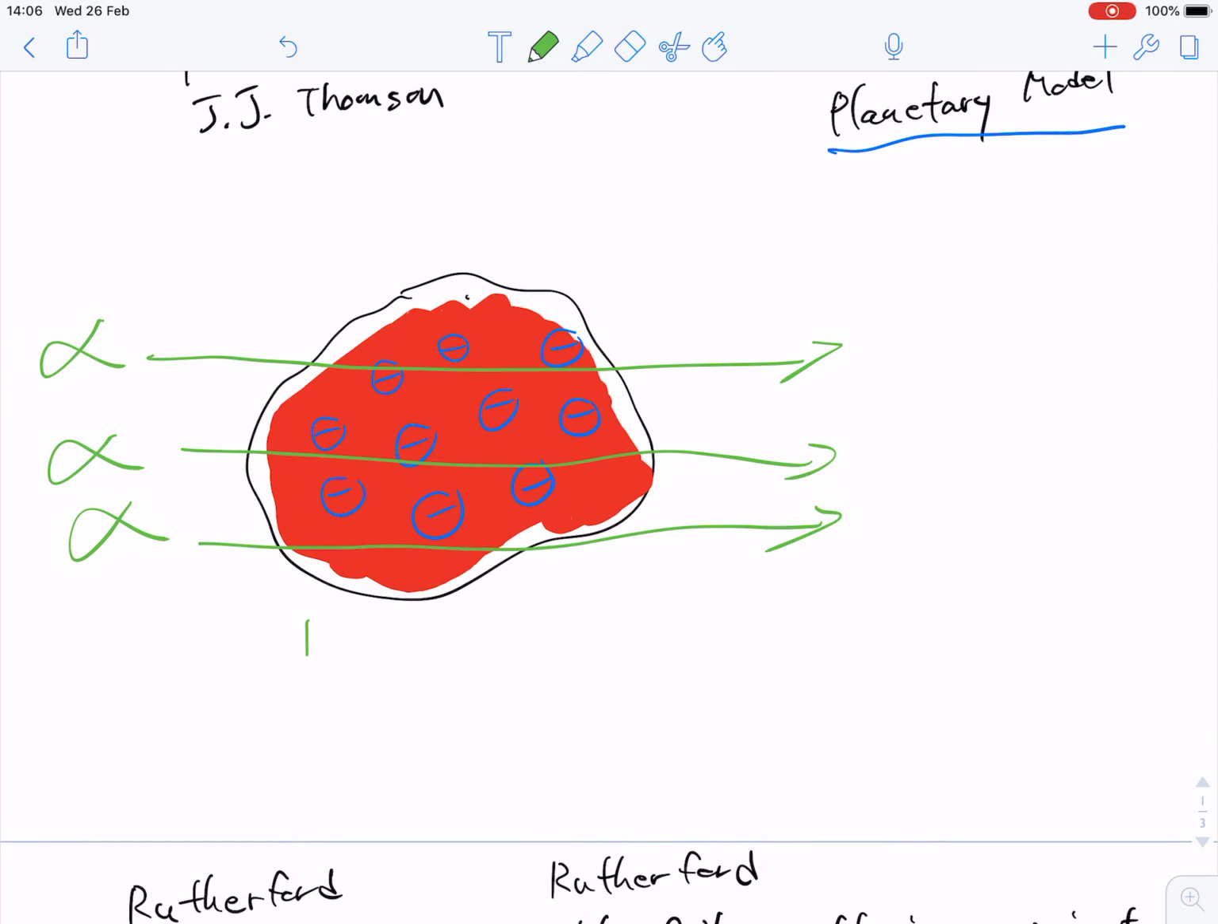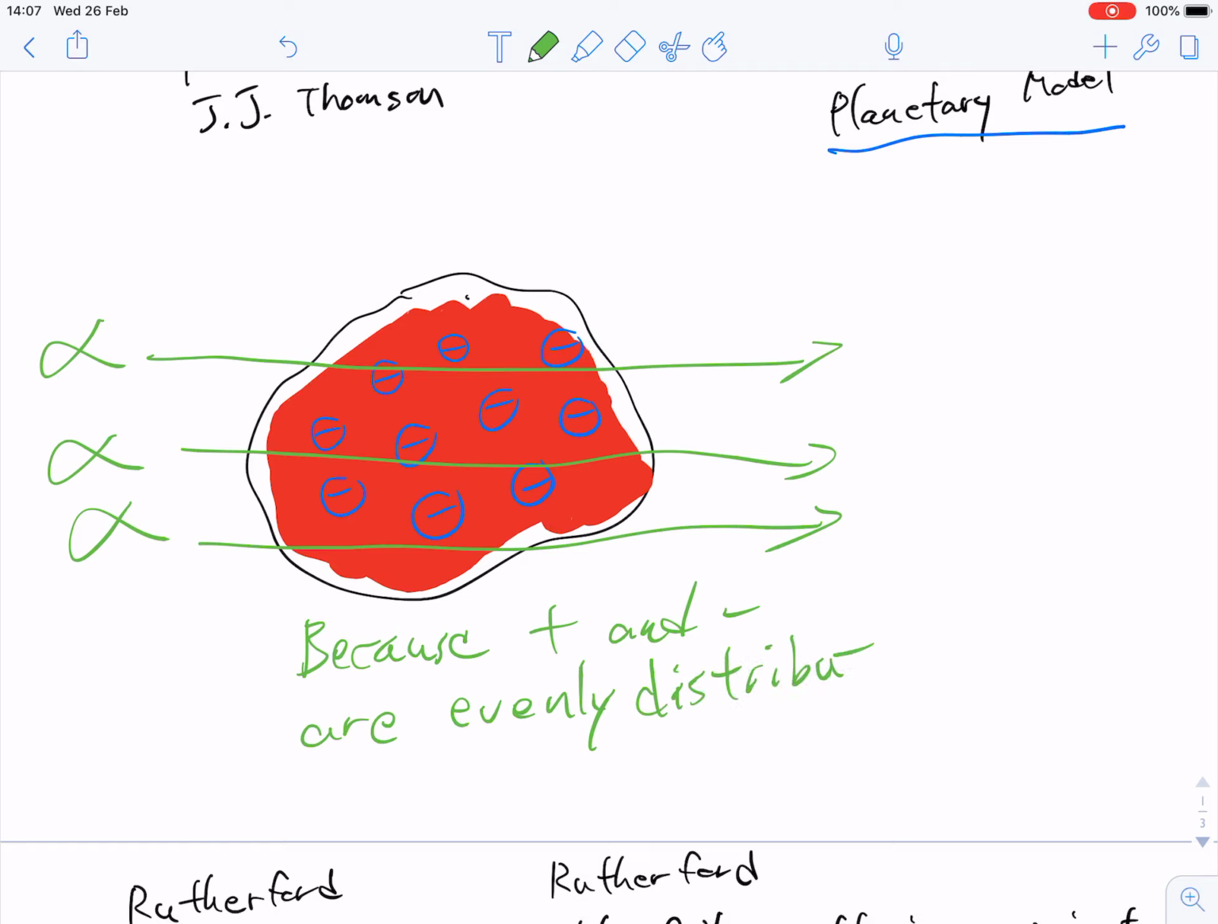Because it was neutrally charged, it would not deflect anything, because both positive and negative charge are evenly distributed. Essentially, it makes the entire thing neutral. And remember, an alpha particle is +2. So a +2 object passing through something that is neutral would essentially have no effect on it.